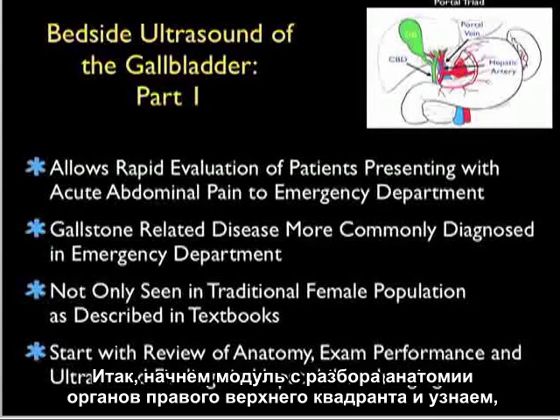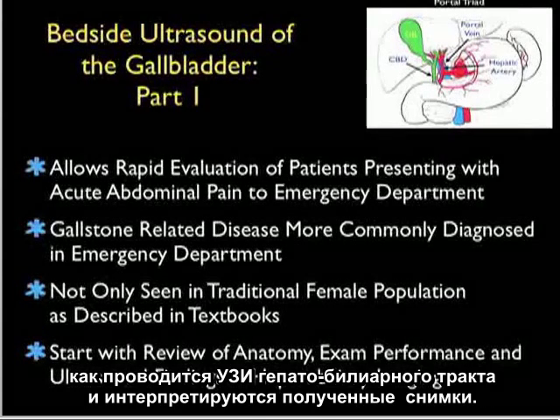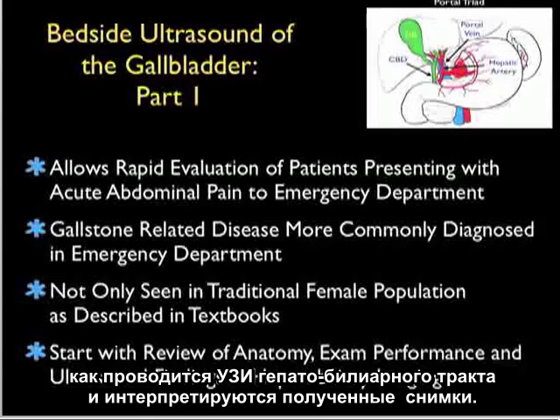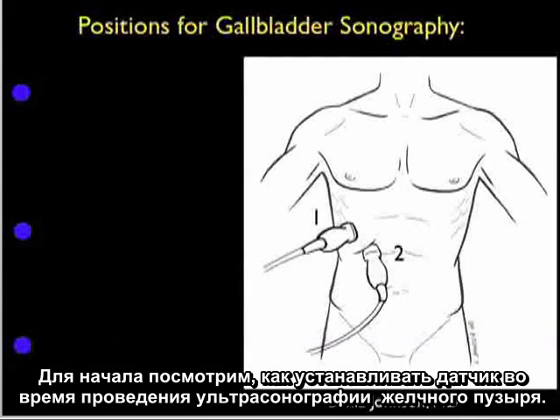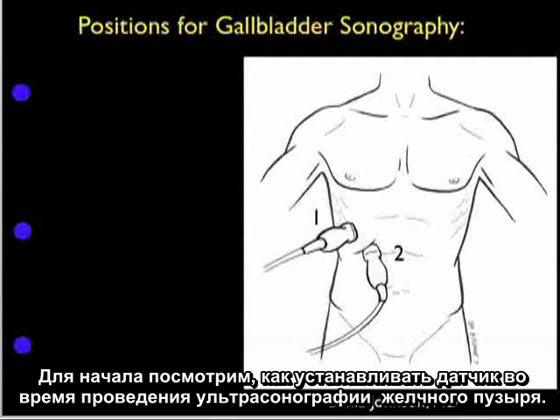So let's begin this module with a review of the anatomy of the right upper quadrant, how to perform the exam, and the ultrasound findings in hepatobiliary imaging. Let's begin with a review of the positions for gallbladder sonography.